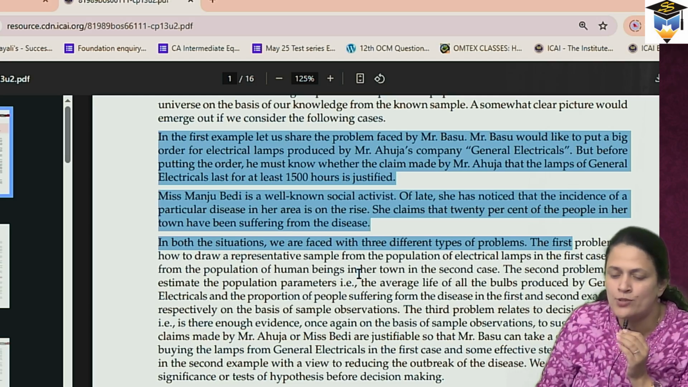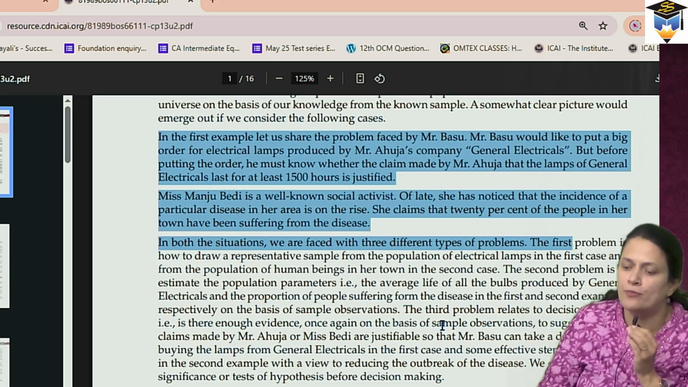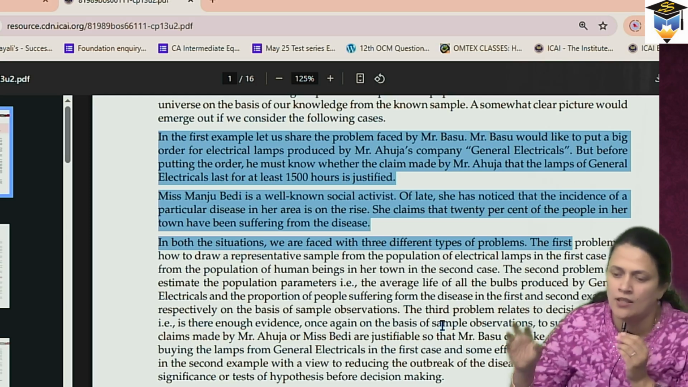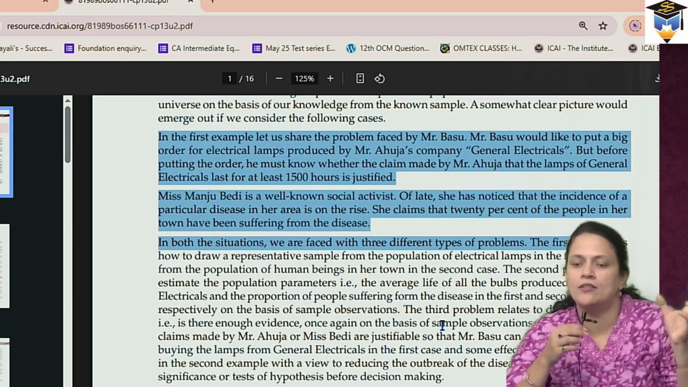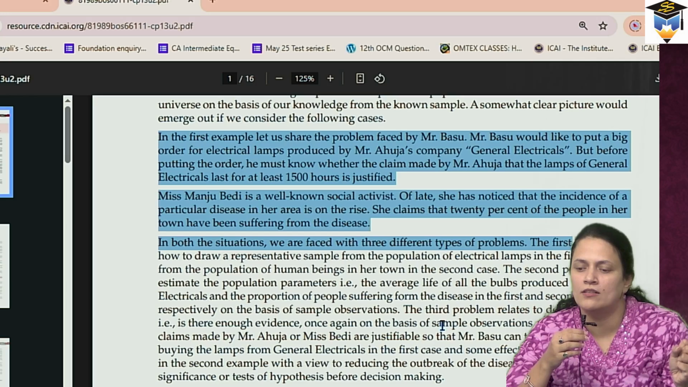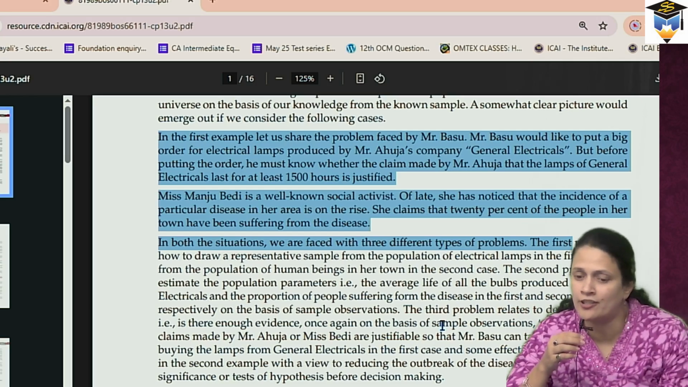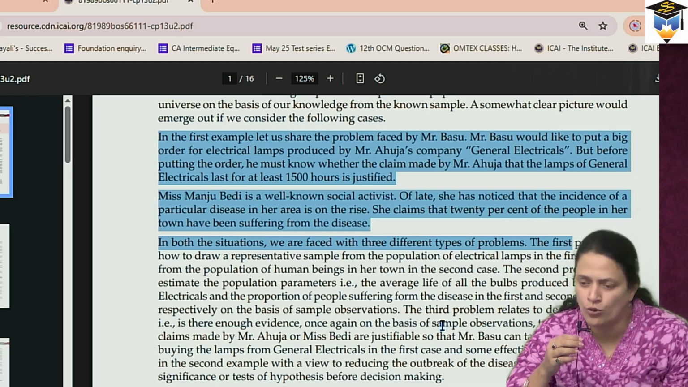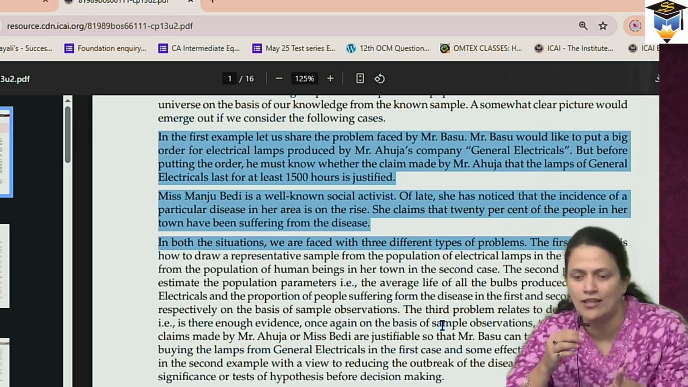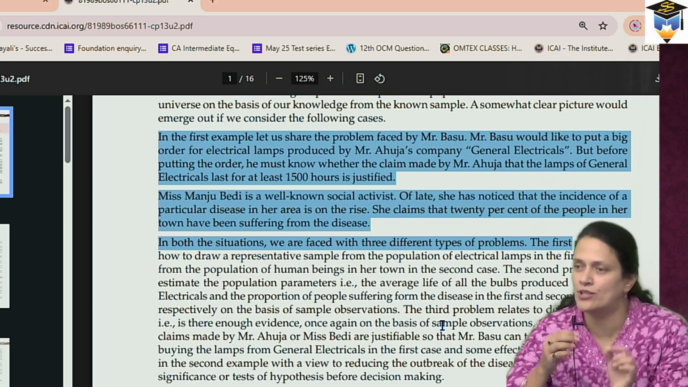The second problem is to estimate the population parameters, like the average life of the bulbs produced by General Electricals and the proportion of people suffering from the disease in the first and second examples. So now, what was the first example? Mr. Basu would like to put a big order for electric lamps produced by Mr. Ahuja's company, General Electricals. But before he puts the order, he has to know whether the claim made by Mr. Ahuja, that the electric lamps would last for 1500 hours, is justified.